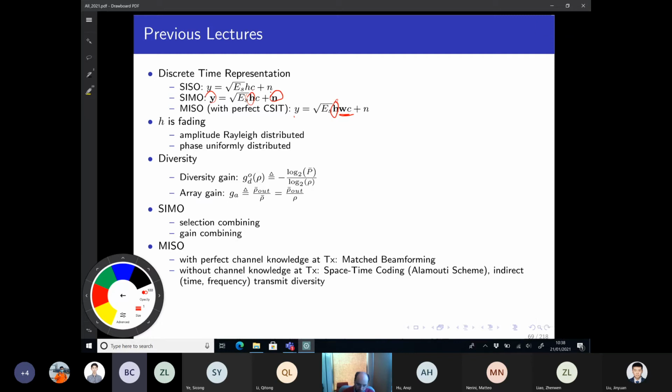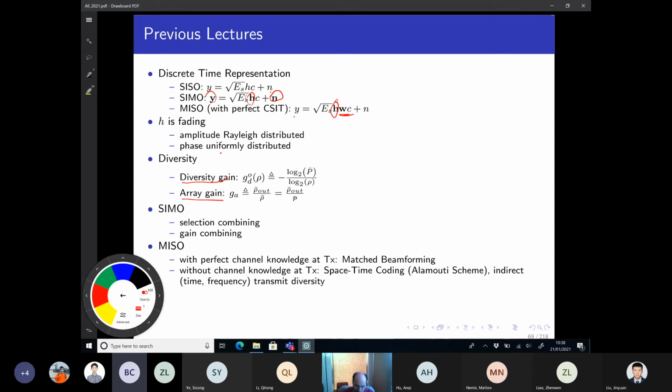Those elements of H are fading coefficients in general. We assume they are circularly symmetric complex Gaussian random variables, so the amplitude is Rayleigh and the phase is uniformly distributed. We looked at the notion of diversity gain and array gain. The diversity gain is the slope of the error probability, or you can view this also in terms of outage probability, depending on whether you're looking at a practical scheme using specific constellations, or at a more information-theoretic metric like the outage probability. It is always the slope of that probability with the SNR.